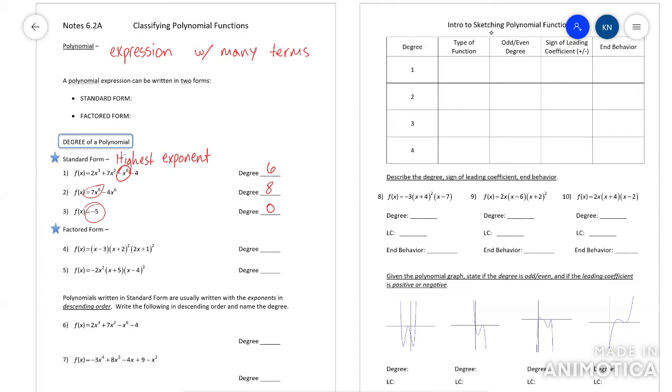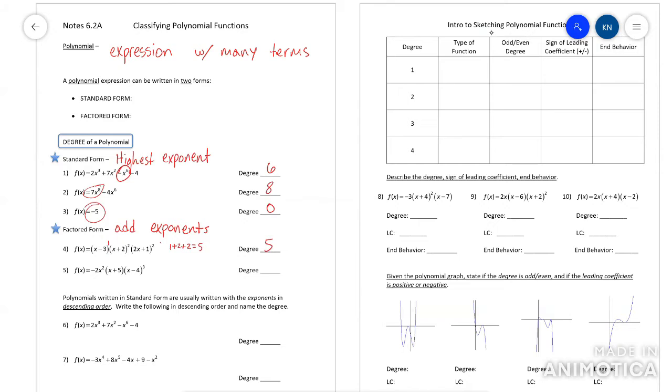Now look at factored form. In factored form, you want to add the exponents. So there's going to be some that don't have an exponent. When that happens, they get a 1. So like this one, to add these little exponents here, it'd be 1 plus 2 plus 2, which is 5. So this one's degree 5.